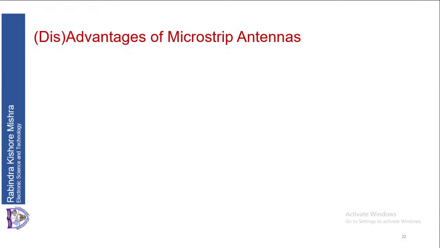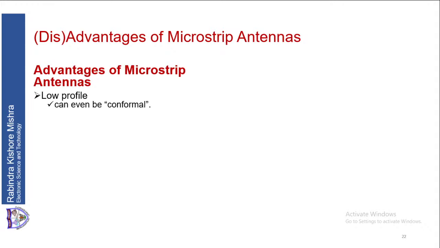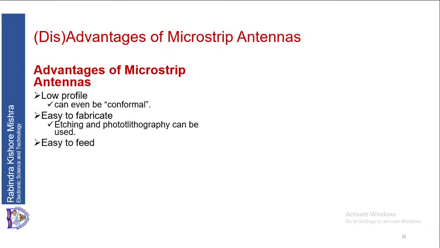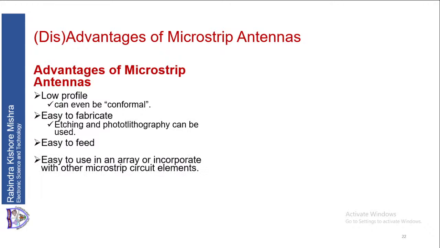Then we'll see the advantages and disadvantages of the microstrip antenna. Advantages of the microstrip antenna: it has a low profile, so size is small. It can be conformal to any surface, so it conforms to the surface. Easy to fabricate: simply use photolithography, PCB, or etching techniques to fabricate a microstrip antenna. Easy to feed, so energy can be fed easily.